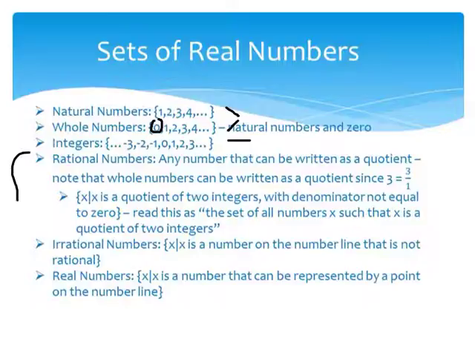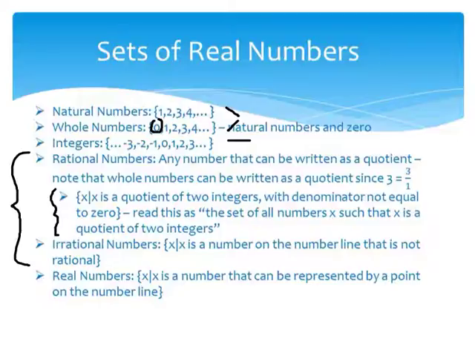And then we've got the rational and irrational numbers. So a rational number is any number that we can write as a fraction. So even a whole number, such as 3, could be written as 3 divided by 1. So if you look here at set notation, we would read that as the set of all numbers x, such that x is a quotient of 2 integers.